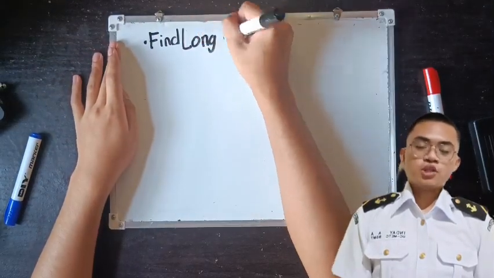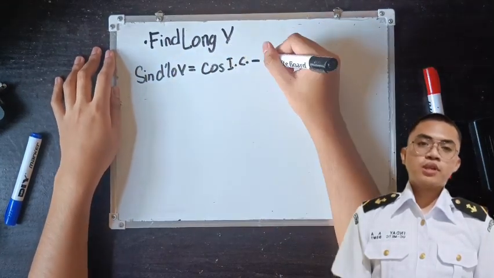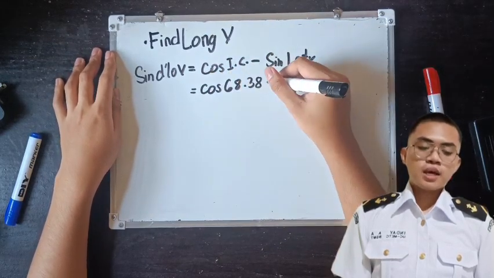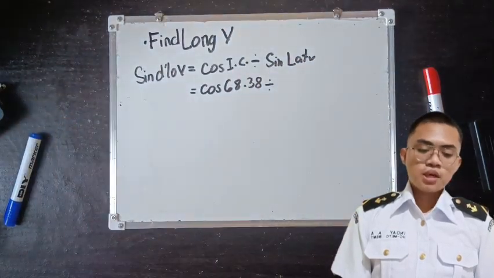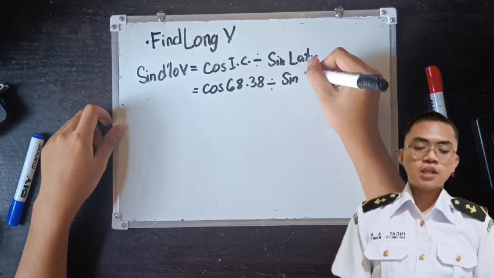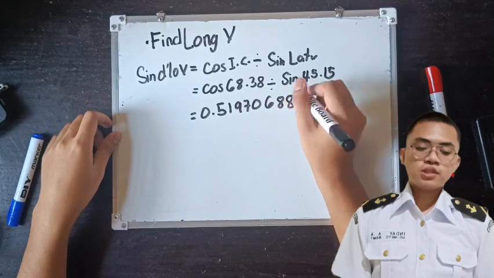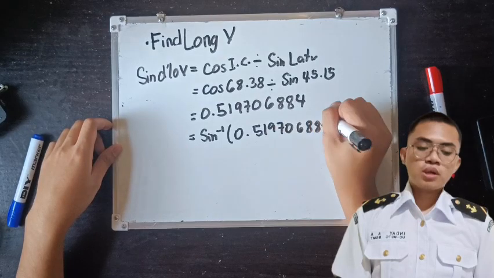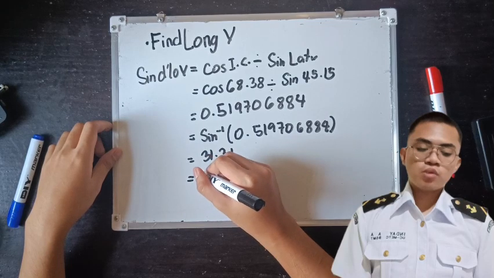Now to obtain the longitude of vertex, we must first find the dlo of vertex. The formula for this is sine dlo v is equal to cosine initial course times sine lat v. In this problem, we have cosine 68.38 minus sine 45.15, which is equal to 0.519706884. And using the shift sine function, we can obtain 31.31 or 31 degrees 18.76 minutes west.